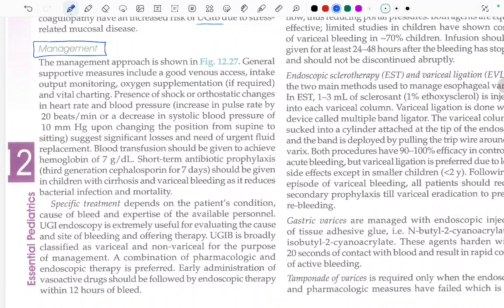Blood transfusion should be given to achieve a hemoglobin of 7 gram per dl. Short-term antibiotic prophylaxis, third generation cephalosporin for 7 days, should be given in children with cirrhosis and variceal bleeding, as it reduces the bacterial infection and mortality. Okay, so this third generation cephalosporin needs to be given in children with cirrhosis and variceal bleeding.